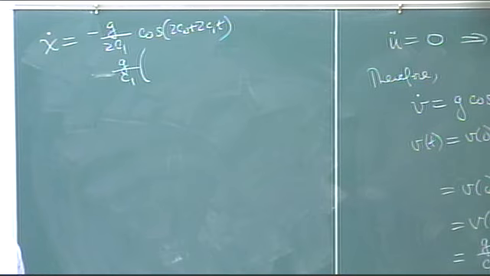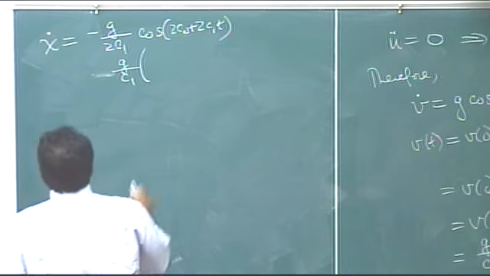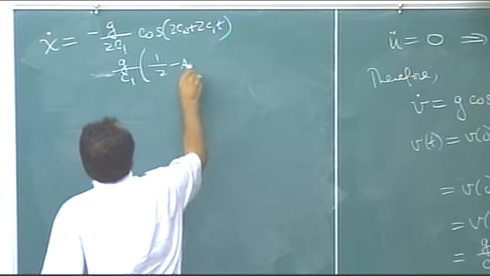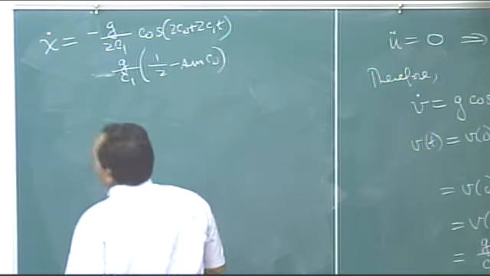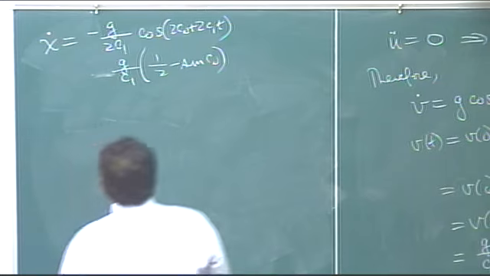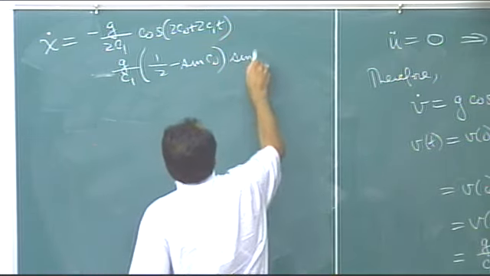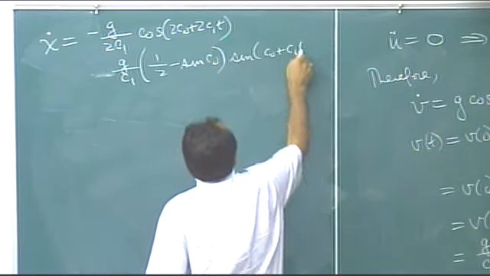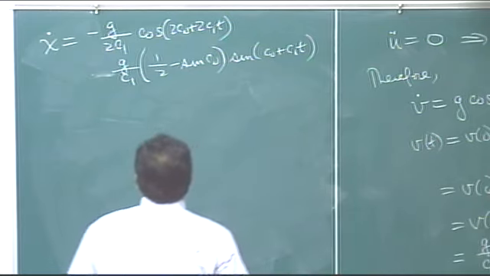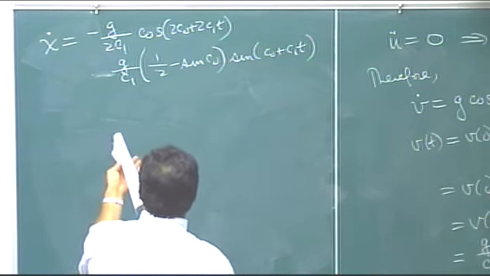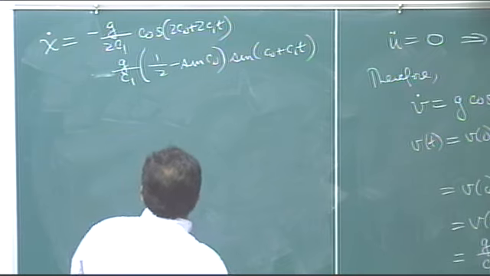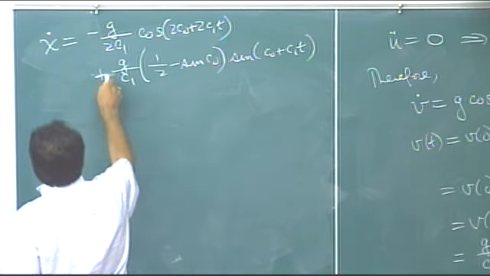And then I've got 1/2 minus sine c0, and then that whole thing gets multiplied by the sine of c0 plus c1t. So now you can integrate this, right? What's the integral of cosine? The integral of cosine is sine. What's the integral of sine? The integral of sine is minus cosine.